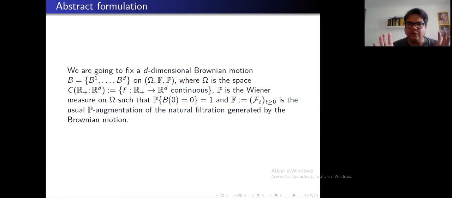So I don't want to consider the state itself. The state for me is just a functional of the Brownian motion. Of course, that's infinite dimensional. There is a dependence with respect to the Brownian motion, and the dependence can be very complicated. So I'm going to fix a d-dimensional Brownian motion, let's say on the canonical Wiener space, and F is the filtration generated by the Brownian motion.